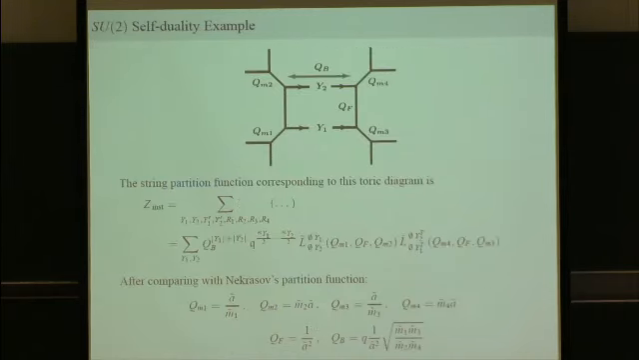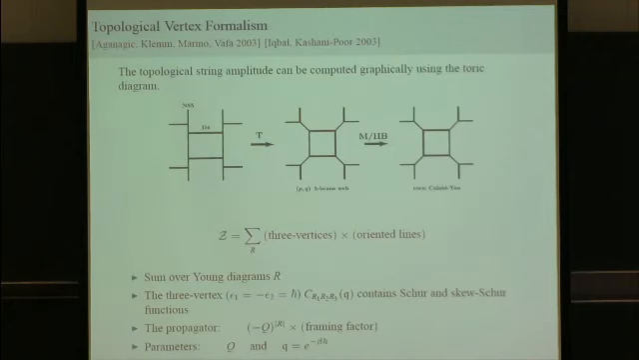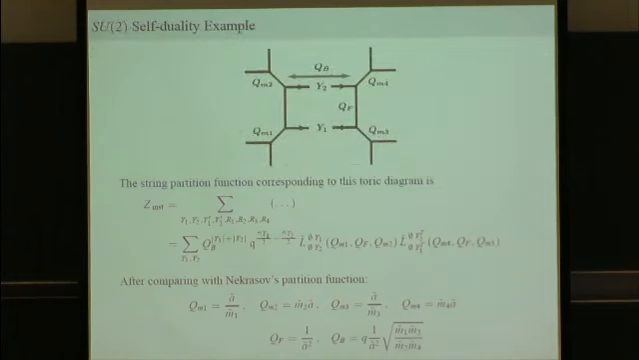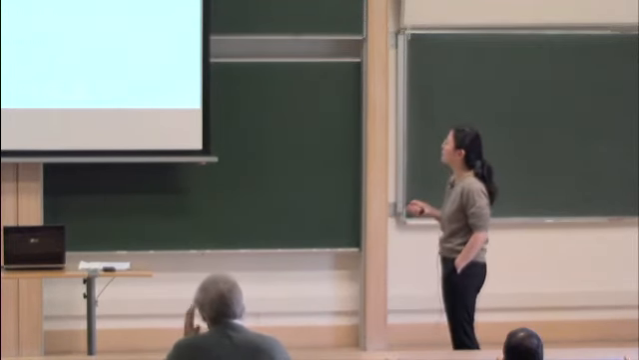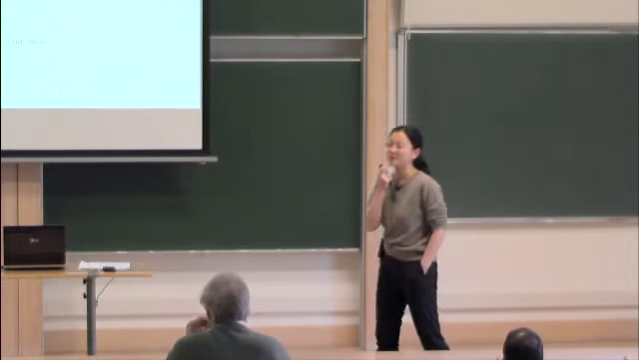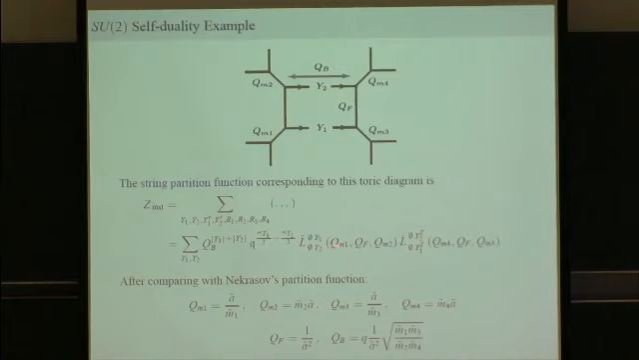So to write down the topological vertex amplitude is very straightforward by using this rule. You just write down the contributions from all the vertices and all the lines. But the difficulty lies in that, in order to compare this amplitude with Nekrasov's partition function, you need to compute some of the sums explicitly, because you need to relate these parameters to the gauge theory parameters.